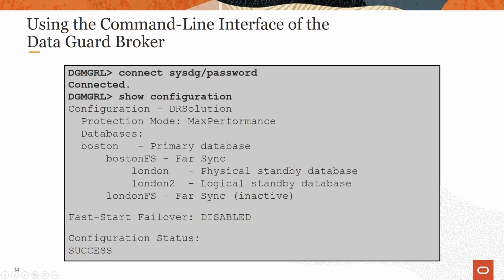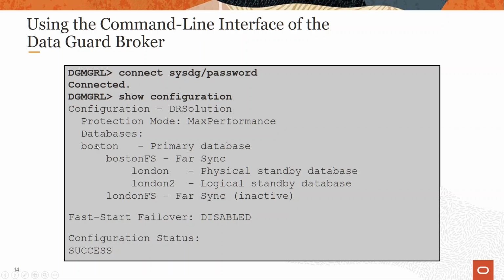So after you create the Data Guard broker configuration, you can get into the Data Guard broker interface and run the show configuration command. It shows you your configuration name, the data protection mode, in this case maximum performance, the primary database, the far sync instance, and also the physical and logical standby databases.